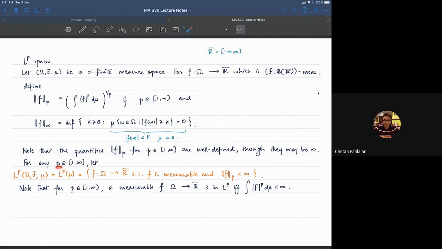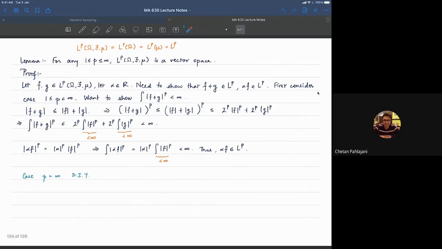For any p in [1, infinity], let Lp of omega, F, mu be the set of all f taking omega to R bar such that f is measurable and this norm, norm f p, is less than infinity. Of course, for p in [1, infinity), where infinity is excluded, a measurable function f is in LP if and only if the integral of absolute value of f to the p d mu is finite. What we did last time, we convinced ourselves that for any p in [1, infinity), LP is a vector space.